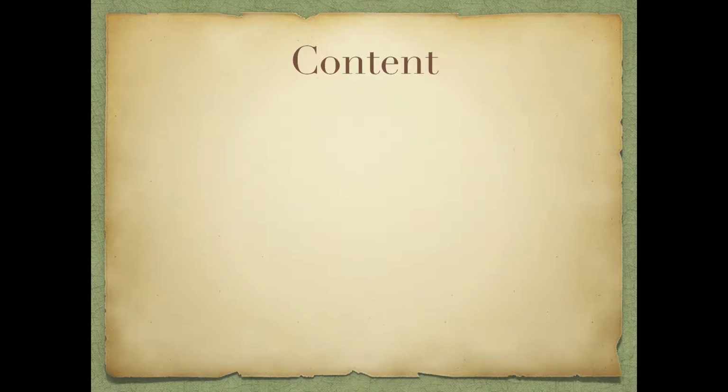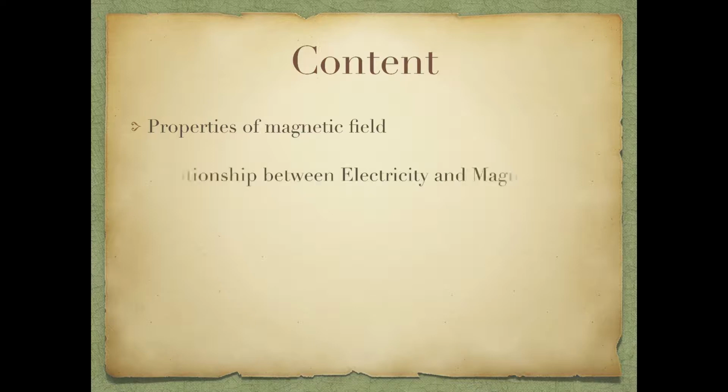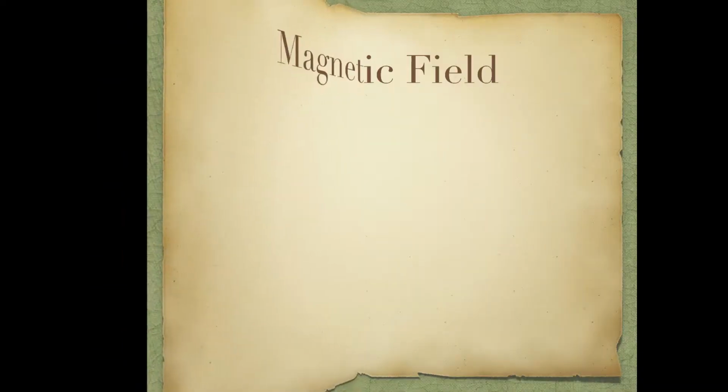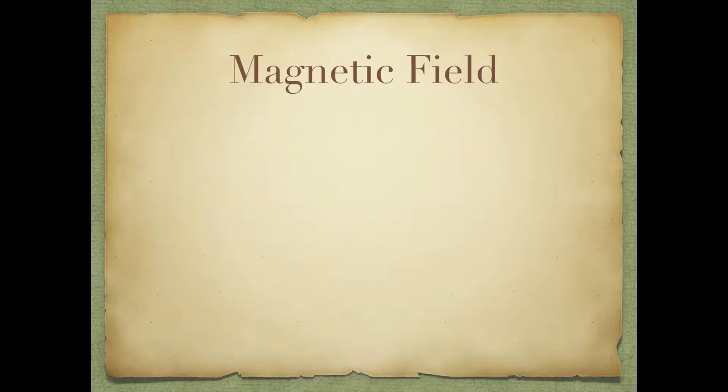Today we are going to study magnetic field and its properties. We will also study the relation between electricity and magnetism and look at various electromagnetism phenomena. In the last part of our lecture, we will learn how electric and magnetic fields are used in engineering. Let's start with the magnetic field and its properties.